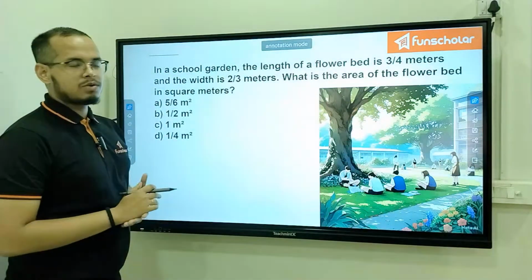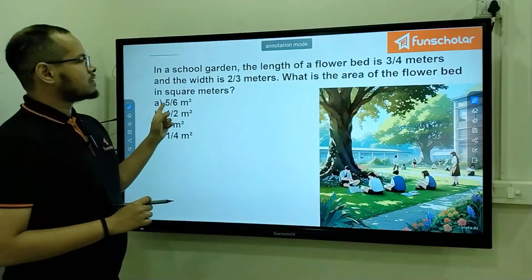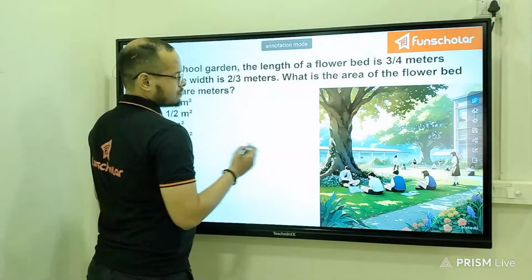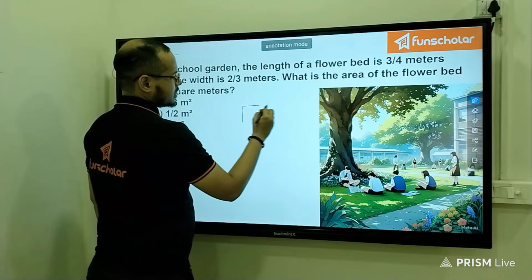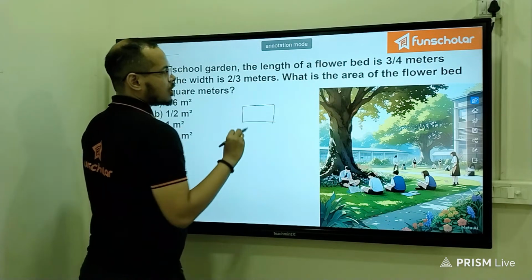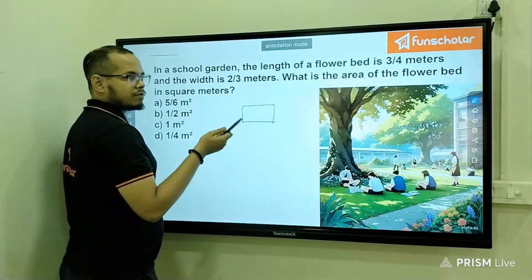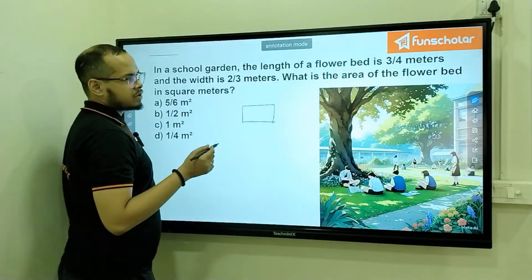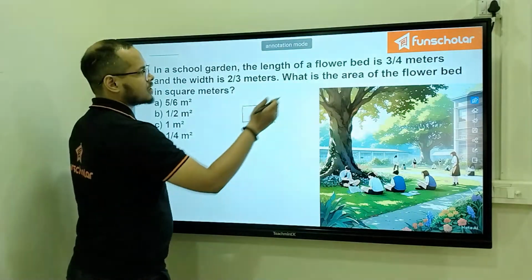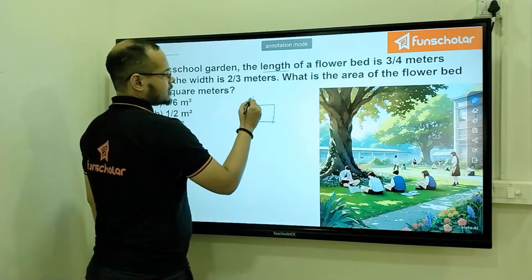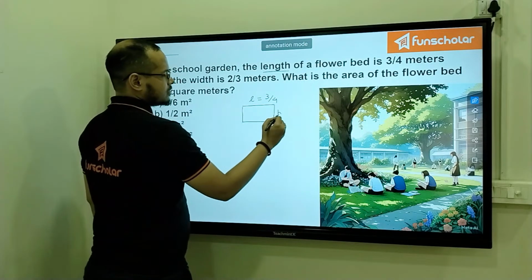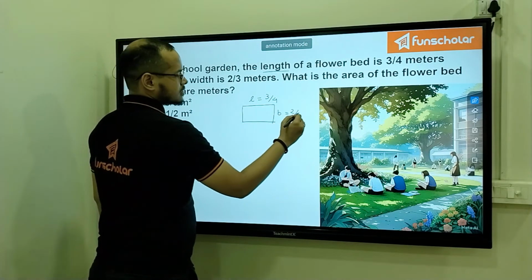First we'll figure out the shape. The area of the flower bed is in square meters. So the length of the flower bed is like this, right? How do we realize that the area we have to find is of a rectangle and not a square? Both the length and breadth are different. We have already found that it's a rectangle. So length here is 3 by 4 meters, and breadth here is going to be 2 by 3 meters.